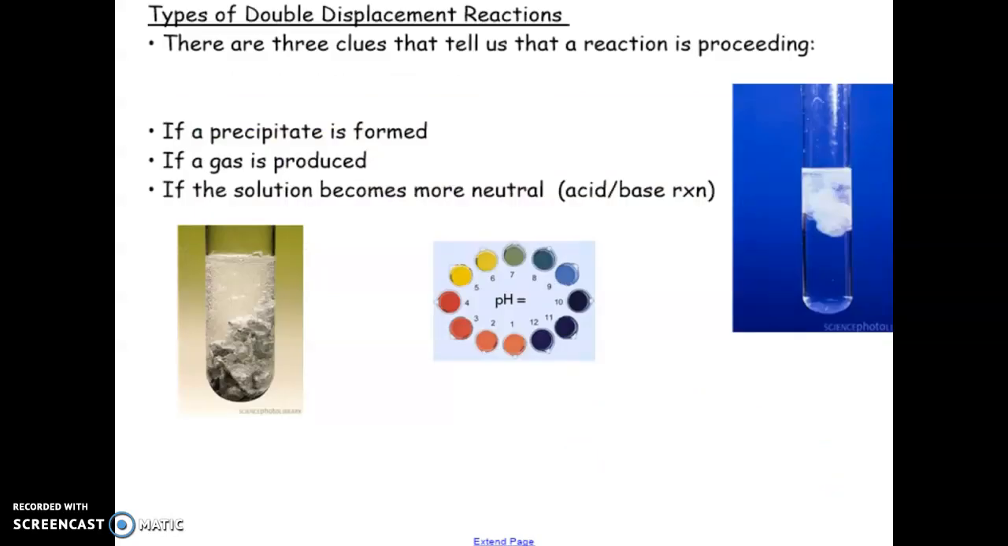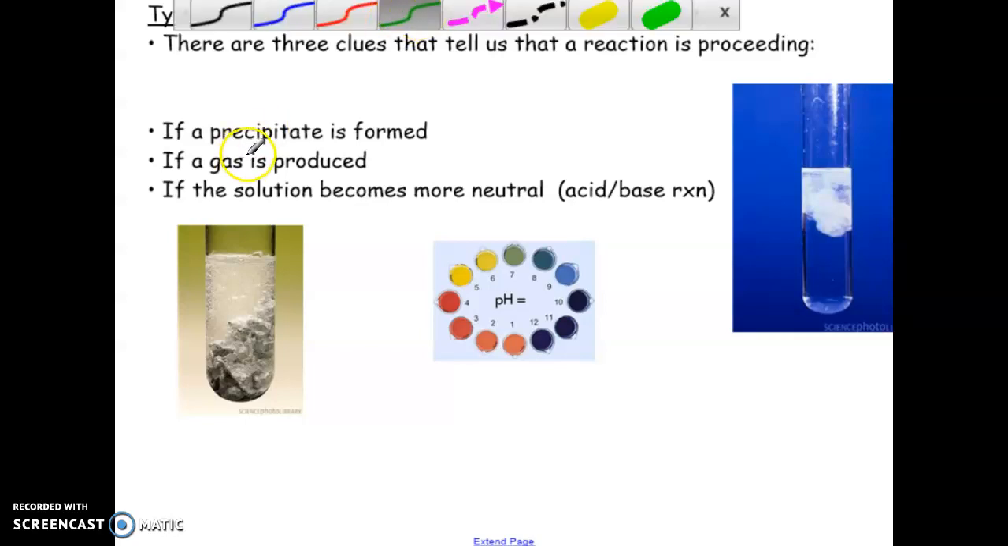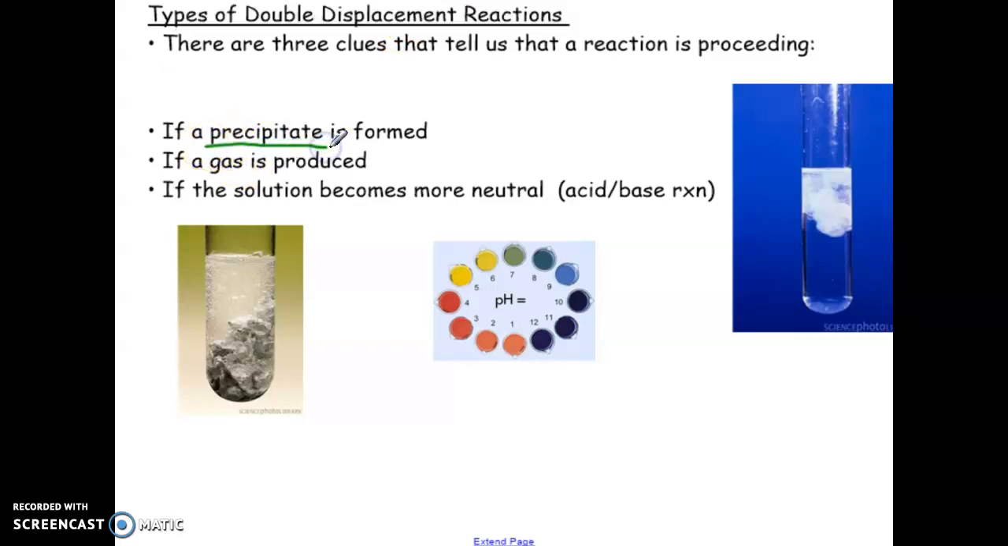So there are many kinds of outcomes that you'll see when it comes to double displacement reactions. But there are three key pieces of evidence that happen along the way. So you can have one of the following occur. You can have a precipitate that's formed, meaning at least one product has low solubility. You might have two products that have low solubility, but as long as you have one product that has low solubility, that means that you have evidence that the reaction has occurred.